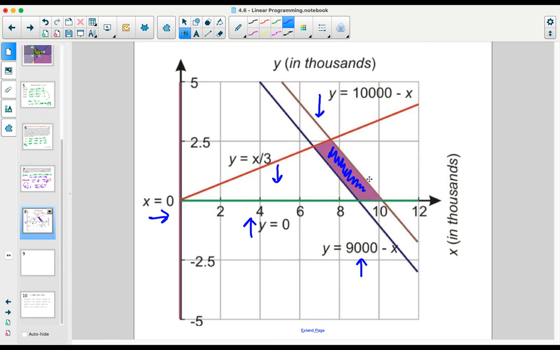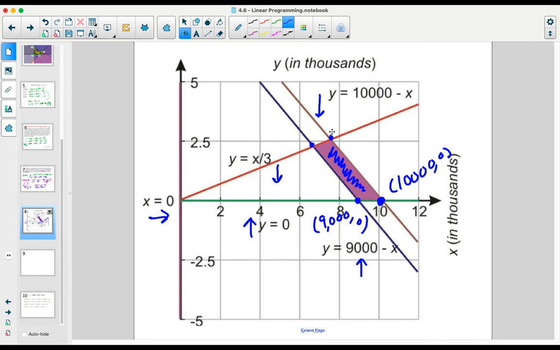2 of the corners are very easy to identify. We have one right here, and this is at 10,000, 0, and the one right here, which is at 9,000, 0. These two are a little bit more difficult to find. But if you remember, we are just looking for the intersection point of 2 different lines.